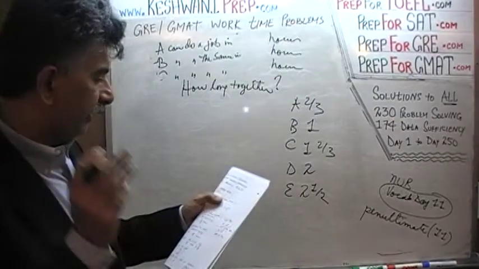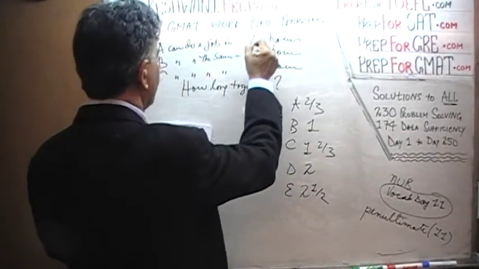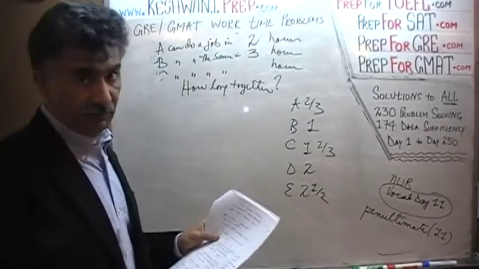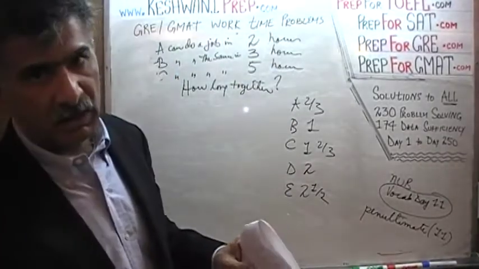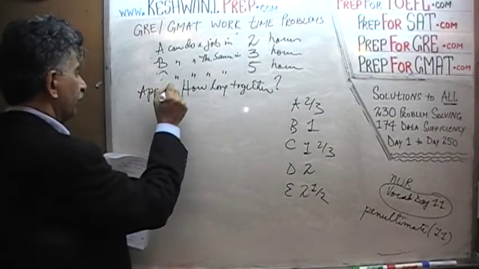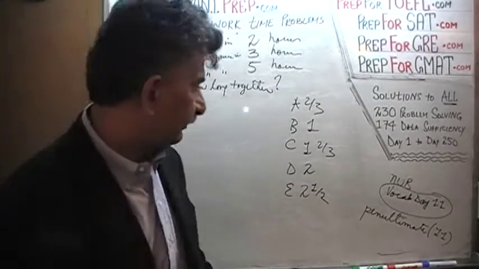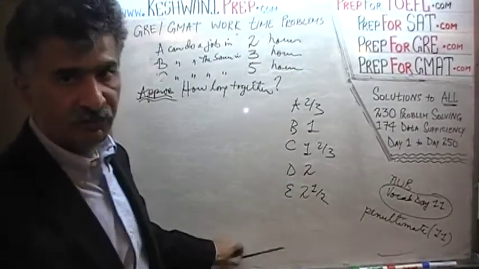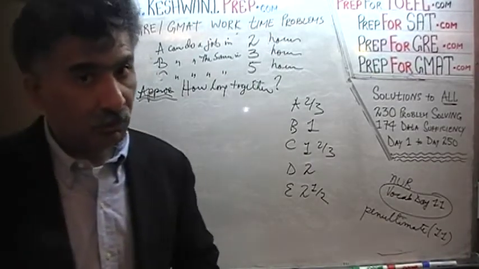We have three actors. We are told that A can do the job in 2 hours. We are told that B can do the same job, obviously, in 3 hours. And we are told that C can do the exact same job in 5 hours. The question here is approximately how long. They use the word approximately. In other words, the exact answer is not one of these answer choices. We have to find one answer choice that comes closest to it. Pause the video, do it yourself.